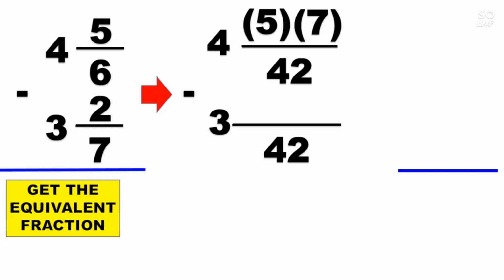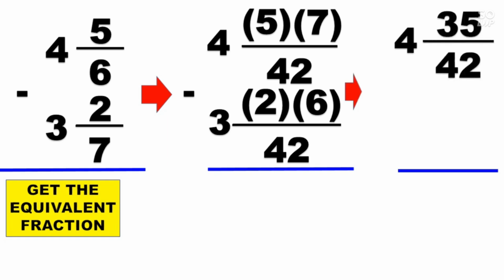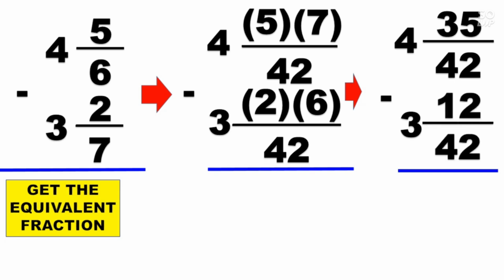Okay, the next step is, we have now the whole number 3, and then, the numerator is 2. I-rewrite natin yung numerator na 2, and then, divide natin. 42 divided by 7, the answer is 6. Yun yung i-multiply natin doon sa numerator na 2. So, we have 2 times 6. Okay, and then next, we simplify. Okay, we have 4, the whole number. 5 times 7 is 35, and then copy the denominator, 42. Minus, the whole number 3, and then, the numerator, 2 times 6 is 12. And then, copy the denominator, 42.